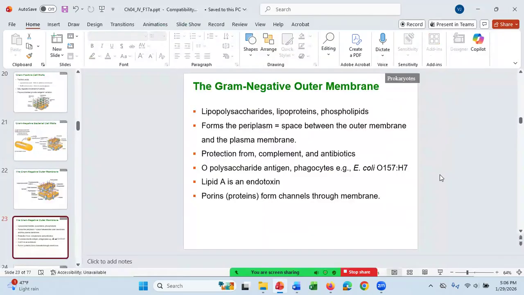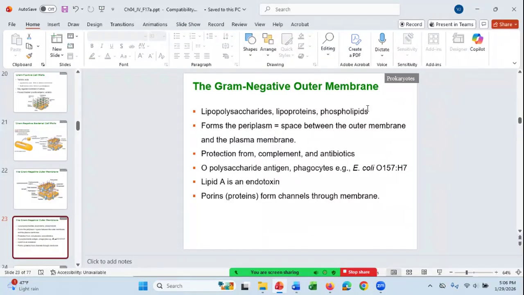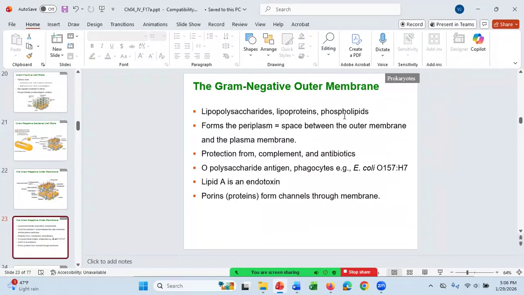So the gram-negative outer membrane does contain numerous molecules like the lipopolysaccharides, including lipid A, lipoproteins, and phospholipids, which you find in all membranes. The gram-negative outer membrane can protect the cell from the complement proteins, which you haven't really talked about much, but they're immune system proteins that can attack invaders like bacteria. But the outer membrane can also protect the gram-negative cell from certain antibiotics.